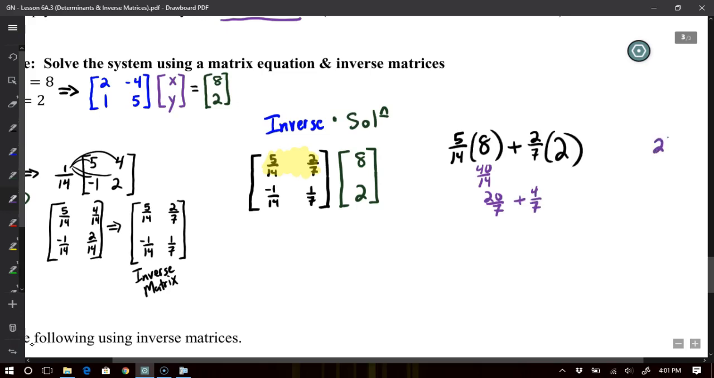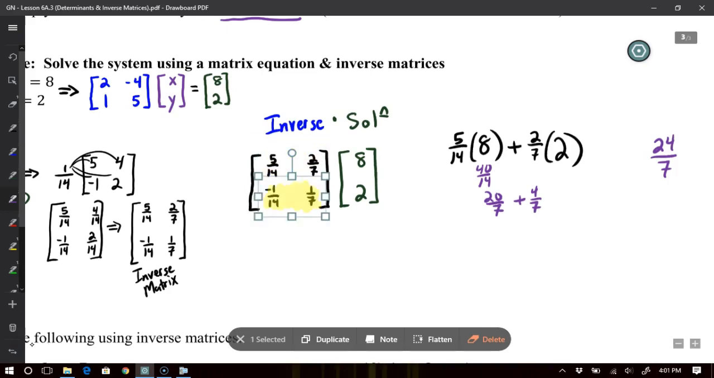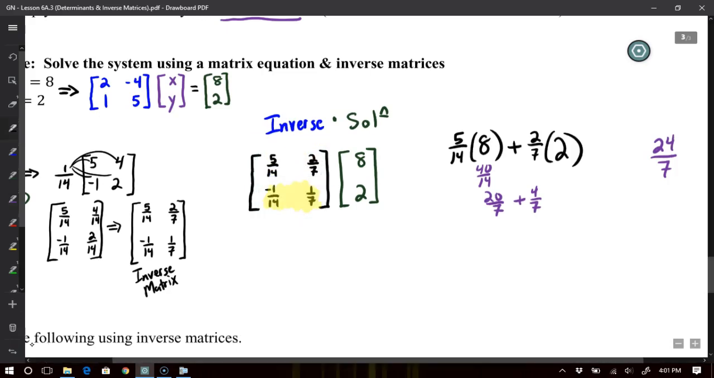So I get 24 sevens. Not bad. So now I'm going to do the second row. And it's going to be distributed to the 8 and 2 as well. So I have negative 1/14 times 8 plus 1/7 times 2. In that case, I get negative 8/14, which becomes negative 4/7, plus 1 times 2, 2/7. So I get negative 2 sevens. Now those are your values for x and y.